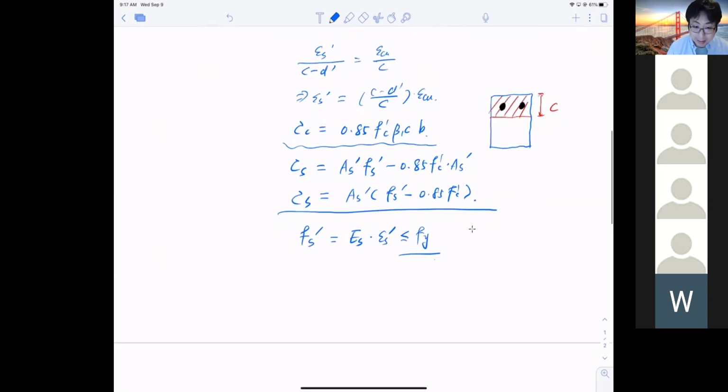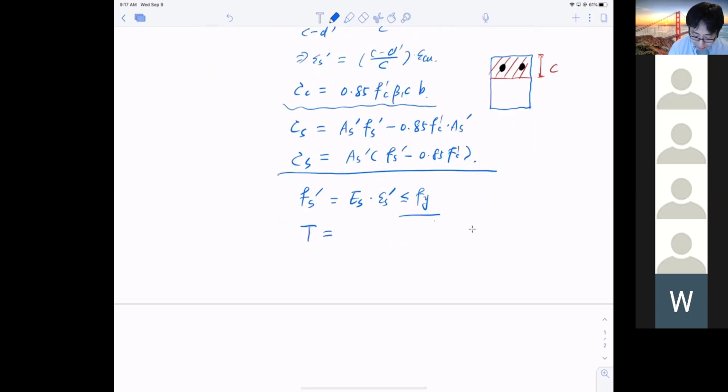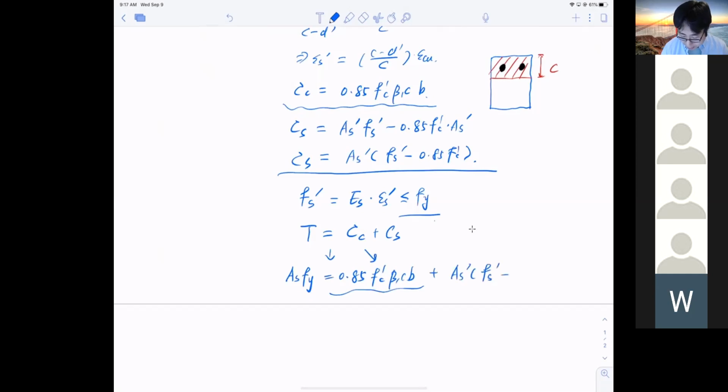Okay. At the end, after everything said and done, tension has to equal compression, which is compression from the concrete and the steel. So I can further write this out. Tension equals As Fy. Tension force from the steel equals 0.85 f'c beta 1 c b, that's the concrete part, plus the steel part, which is As prime (Fs prime minus 0.85 f'c).